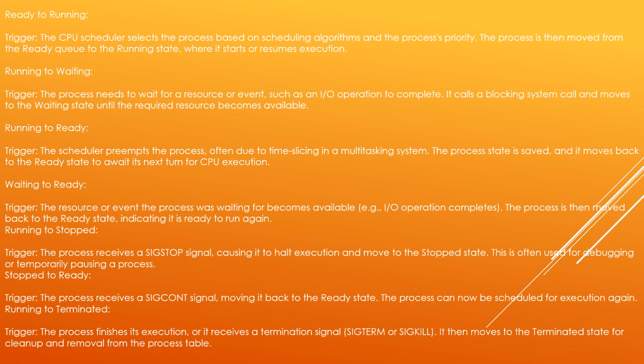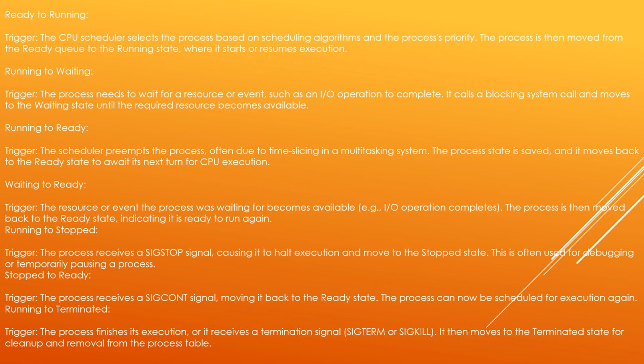Running to waiting. The process needs to wait for a resource or event, such as an I/O operation, to complete. It makes a blocking system call and moves to the waiting state until the required resource becomes available. Running to ready. The scheduler preempts the process, often due to time slicing in a multitasking system. The process state is saved and it moves back to the ready state to await its next turn for CPU execution.